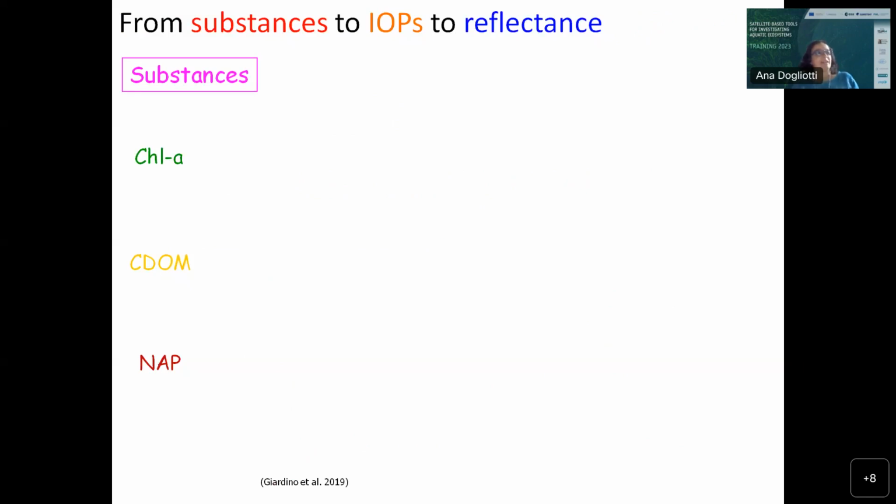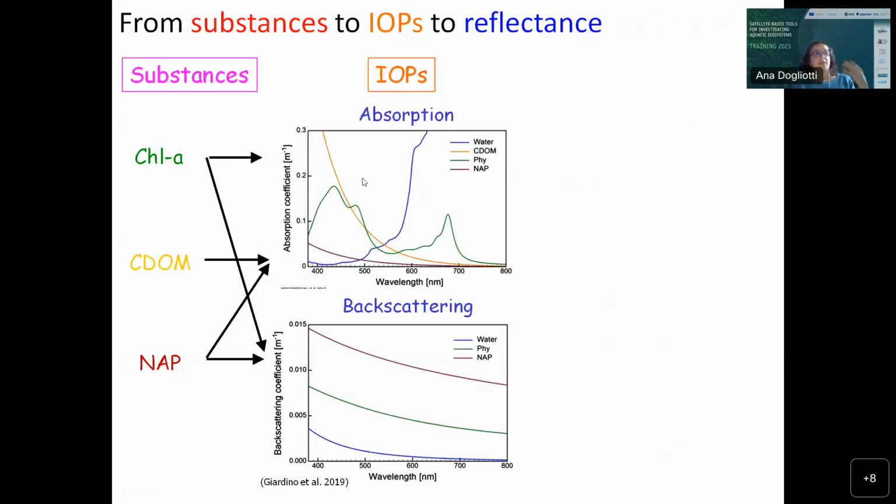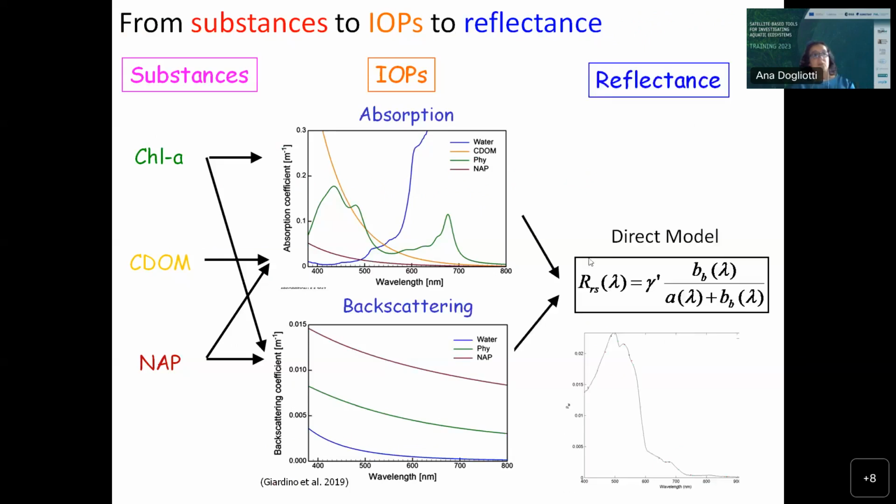So basically, how do we go from these substances to IOPs to reflectance, what is the relation? I mentioned that we can separate the substances into groups, like chlorophyll, CDOM, and non-algal particles. They have their own absorption and backscattering signature shapes. Following what we call a direct model, we can get to what the reflectance of this water would be, considering all the substances that are present in the water.